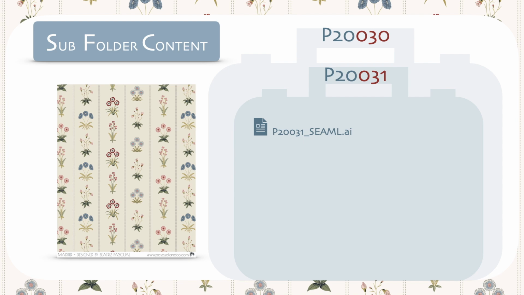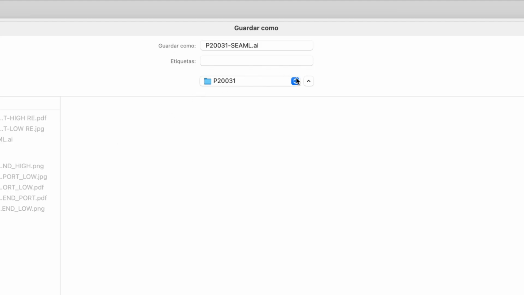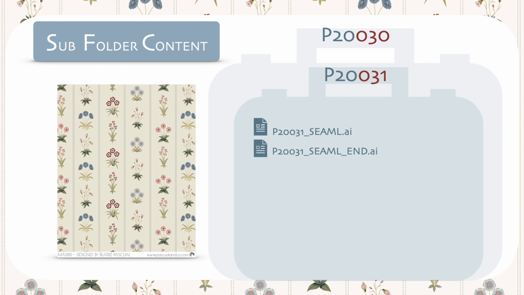We will name this second file using the same SKU number and the previous ending that we used in the first raw file. But now we add a new ending that could be end, trimmed, final, stock, or anything else that you can come up with. This is an example of how it will look in our subfolder.